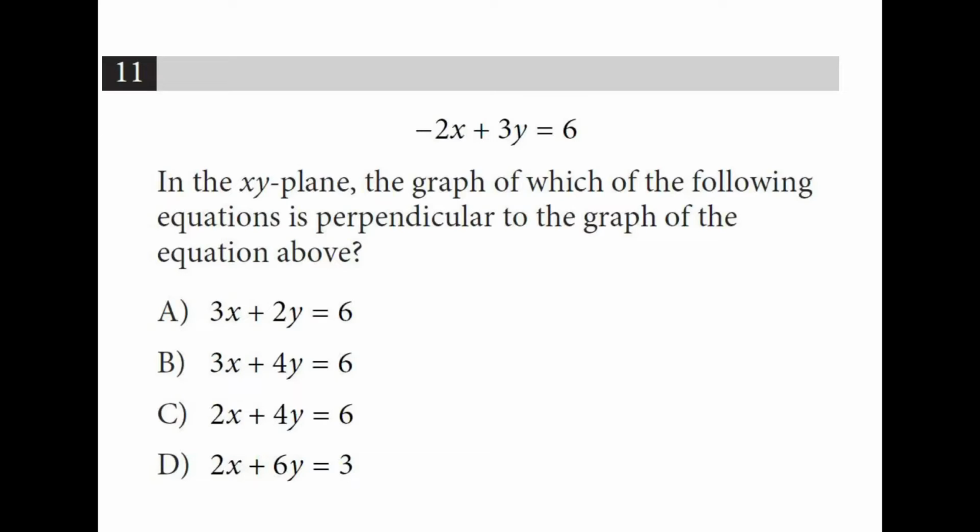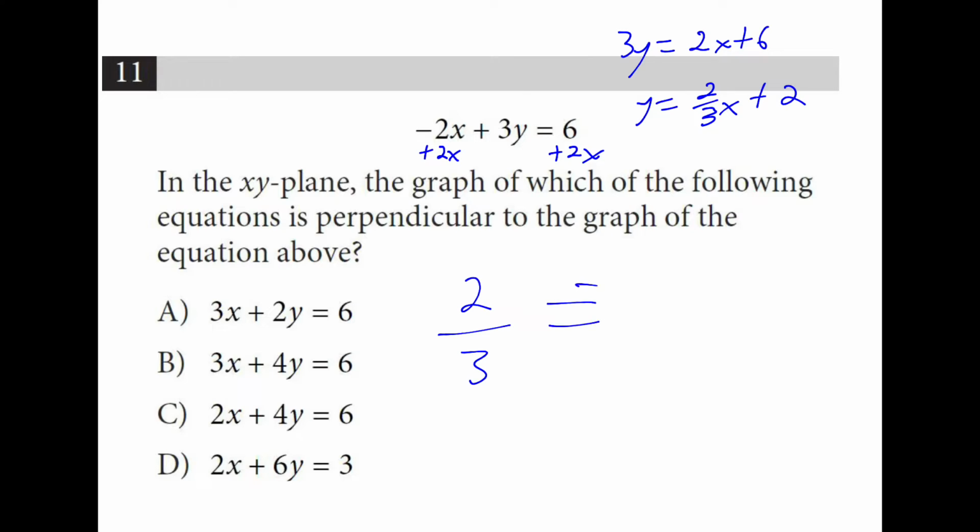To find the slope, we're going to solve for y. So we're going to add 2x to both sides. So we have 3y is equal to 2x plus 6. We'll divide by 3, so y is equal to 2/3 x plus 2. Since my slope is 2/3, to find the perpendicular slope, I'm going to flip it and take the opposite. So this becomes negative 3 over 2.